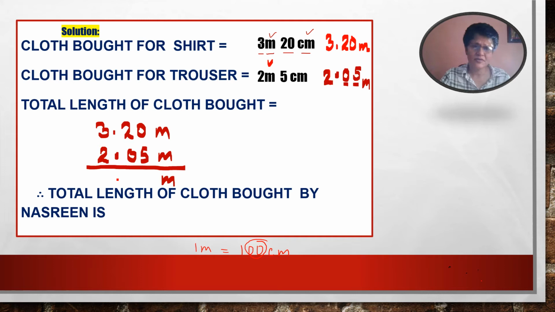So when I add, it becomes 0 plus 5, that is how much? 5, yes. And 2 plus 0 is 2. And why is this decimal vanishing every time? And 3 plus 2 is 5. So my answer is 5.25 meters. So the total length of the cloth bought by Narseen is 5.25 meters. Actually, this is simple.